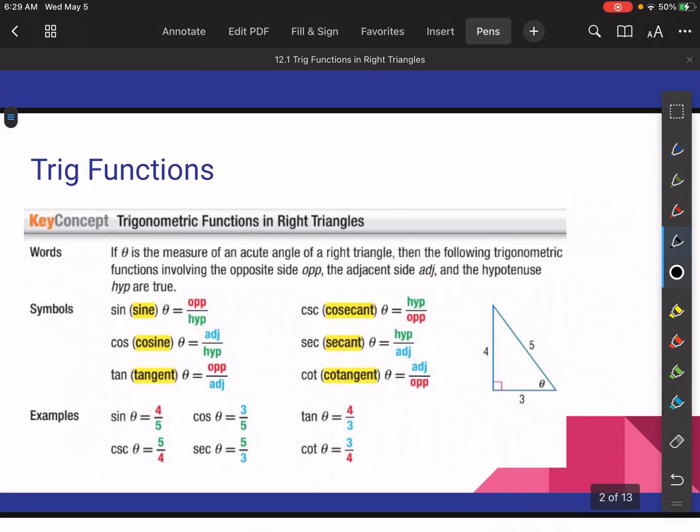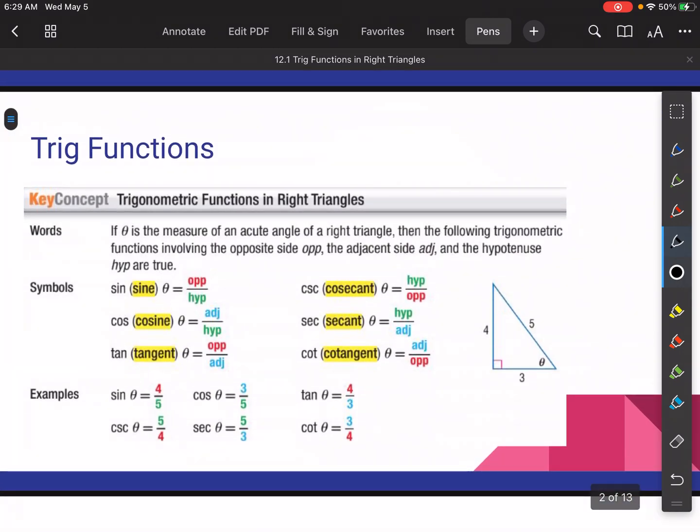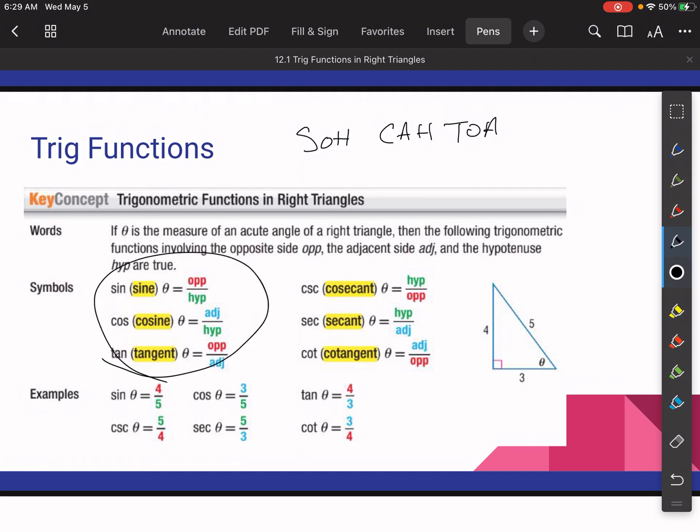Okay, so the trig functions, just a reminder, you should know these already. If you know SOHCAHTOA, you know sine, cosine, and tangent. We talk about that quite a bit. If you know that relationship, you're good with these. That's all SOHCAHTOA is.